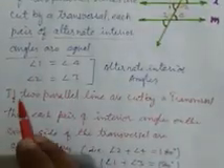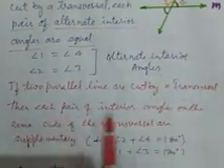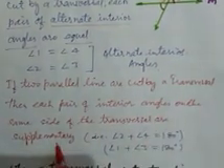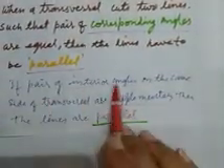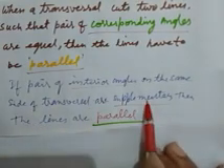As we learned, if two parallel lines are cut by a transversal, then each pair of interior angles on the same side of the transversal is supplementary, and this is the converse of that. If a pair of interior angles on the same side of a transversal are supplementary, then the lines are parallel.